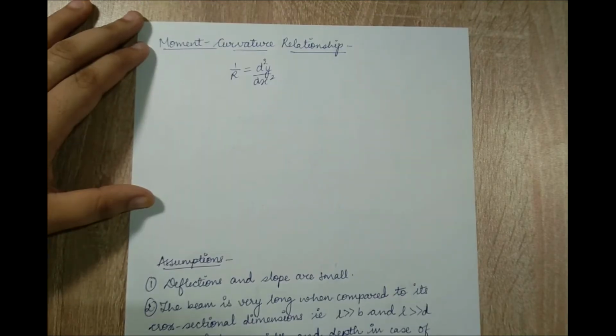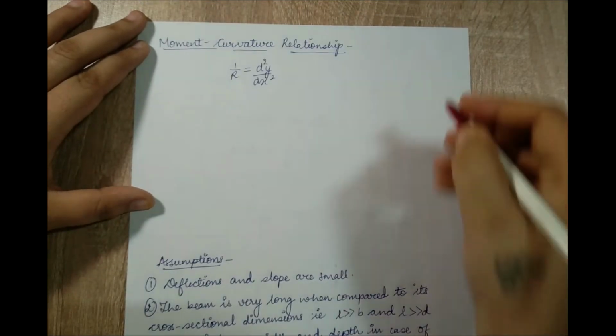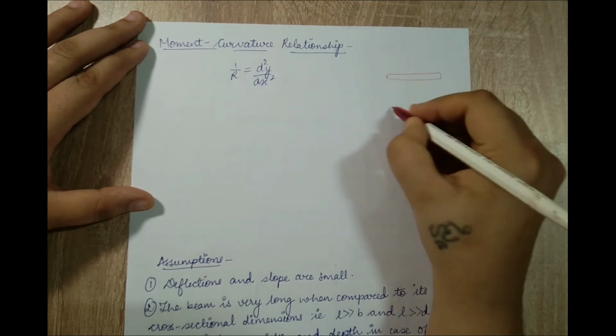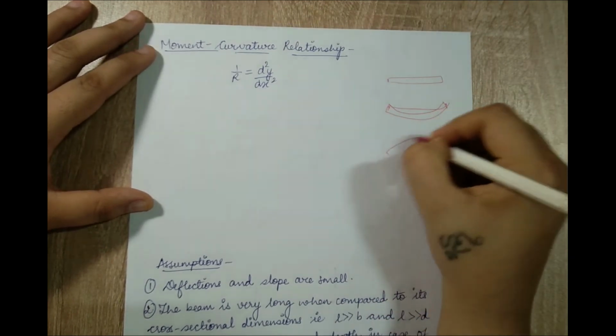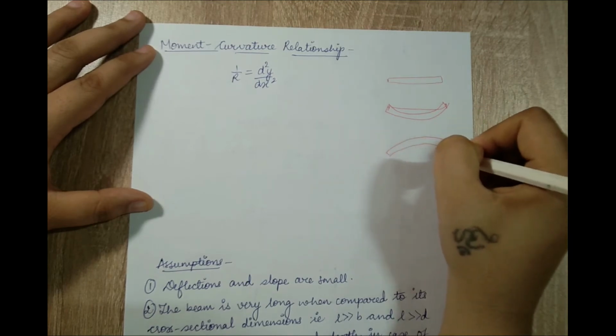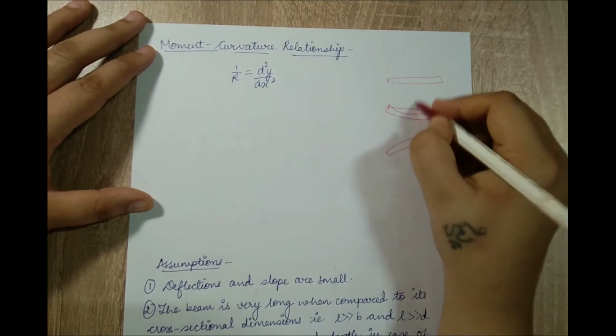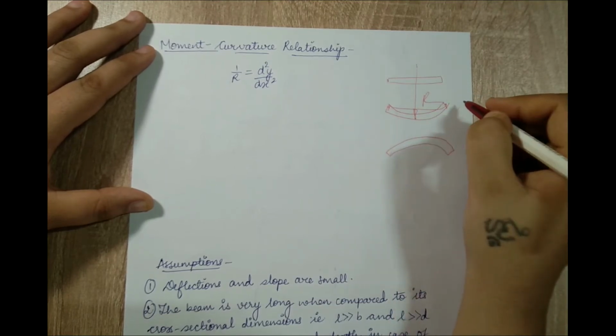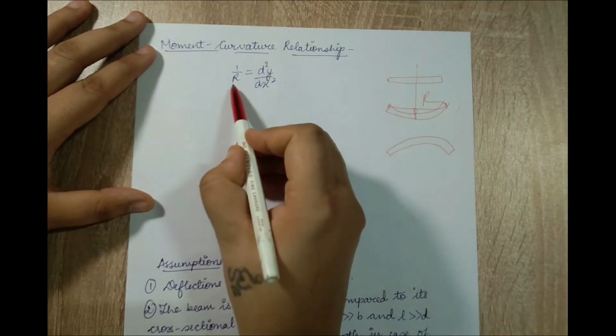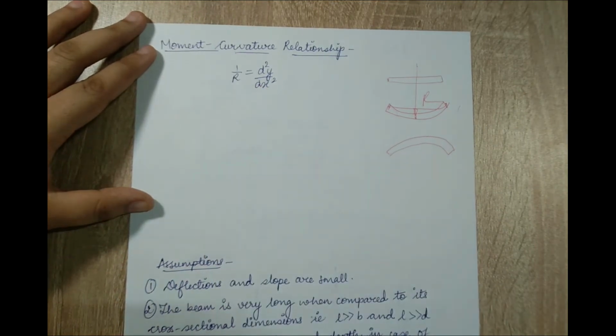Next I'll talk about the moment curvature relationship. As I have told you, any beam is going to bend. It could be in a sagging kind of effect or a hogging kind of effect, either one of the two. In this case, there is obviously a radius, R, about which the beam bends. So this equation I've written over here is for the radius R.